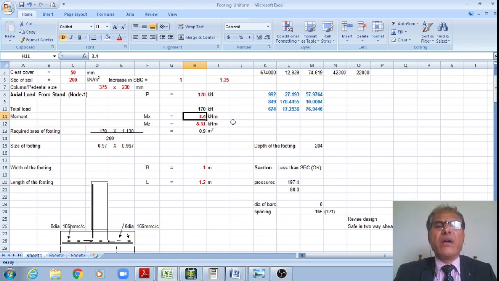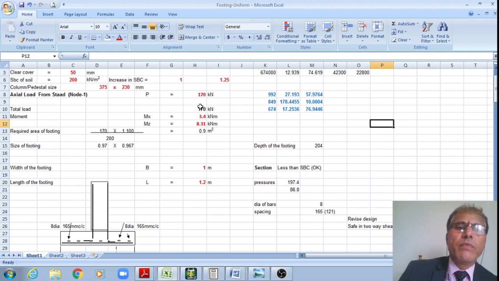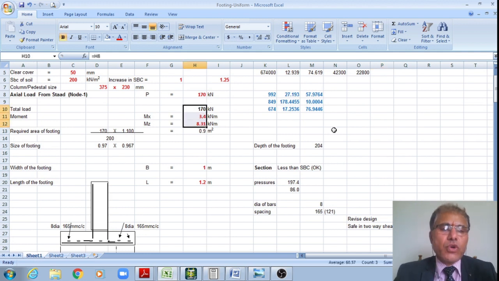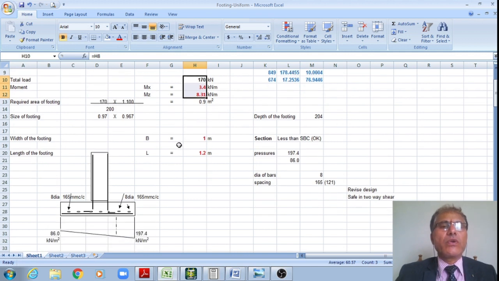And the minimum moment about one direction, from minimum eccentricity, is 170 multiplied by 0.2, which is equal to 3.4, and the moment in the other direction is equal to 8.31. That is how the actual moments come from the STAAD. I'll show the STAAD analysis later, students. Let me just conclude this design of the footing from the Excel spreadsheet.